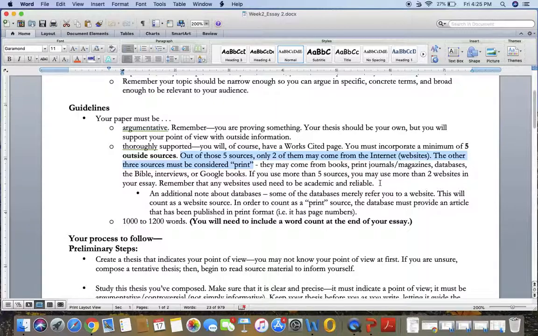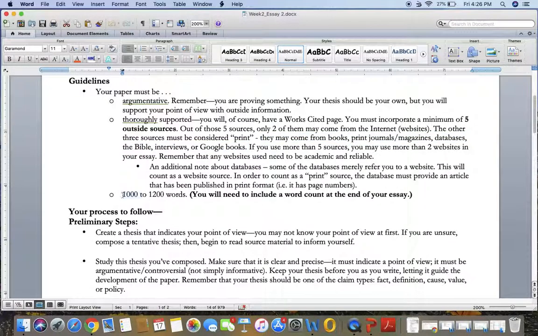Now, you may find some of your print sources via the internet. In order for them to be considered print, it just means that they have to be printed in some medium somewhere. So, for example, a lot of the database sources I would consider print sources because they were printed in the scholarly journal in hard copy form, but the database is just making them available to you via the internet. So I hope that requirement makes sense. And if you use more than 5 sources, then you can use more than 2 websites in your essay. And just because I say you can use 2 web sources, they still need to be reliable academic sources.